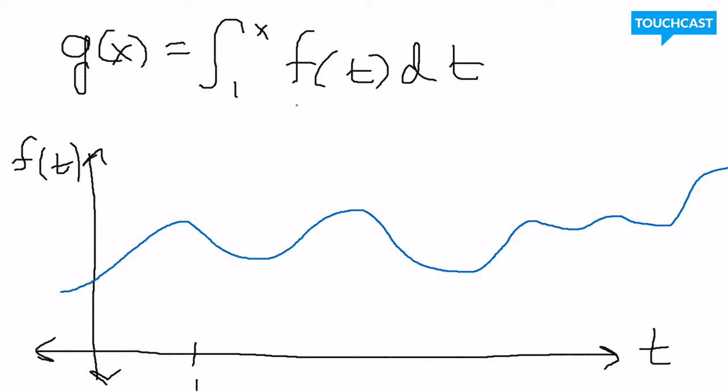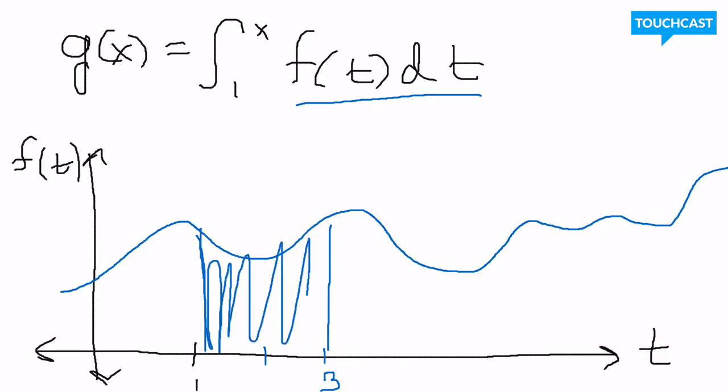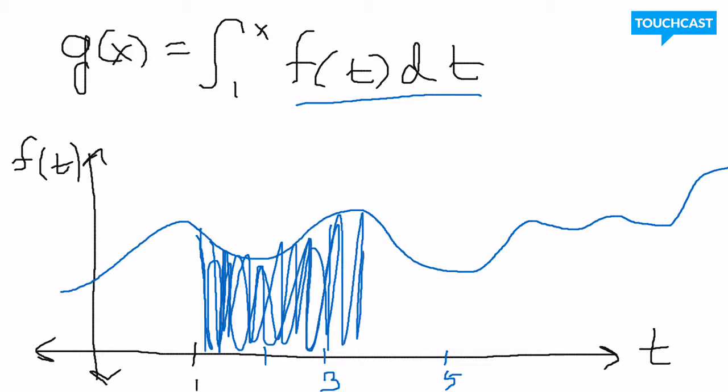So the area under this curve between 1 and x. So starting at 1 and going up to x. So imagine if I wanted to find g of 3, I would find 3 here, and I'd do whatever I had to do to find the area under this curve between 1 and 3. That would be the value of g of 3. G of 5 would be the area under the curve starting at 1 and going all the way up to 5.